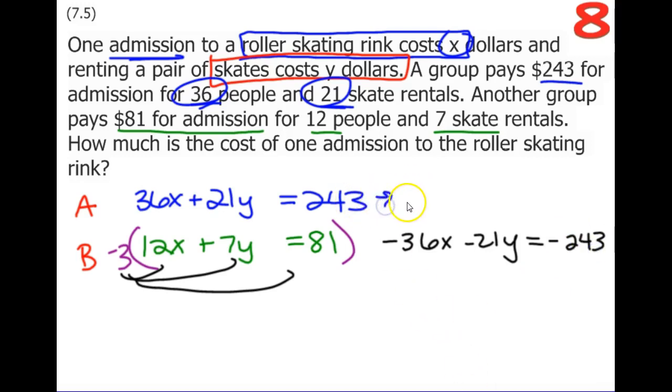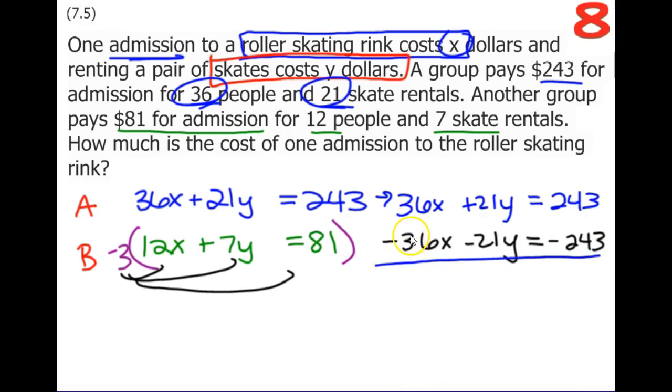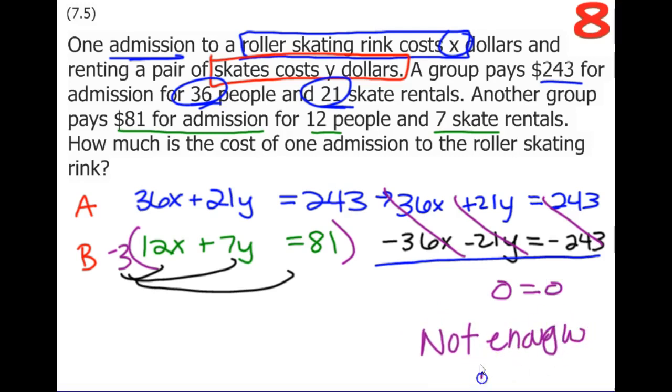So this top equation didn't change. 36x plus 21y equal to 243. So when I add those up, well, 36 minus 36 is 0, 0, 0. So this one would be there is not enough information. You need to show some work to prove that there's not enough information. You cannot just write that.